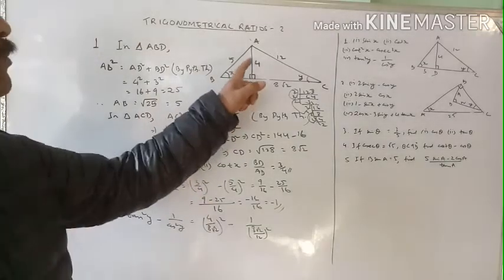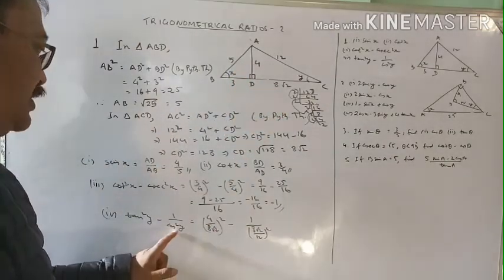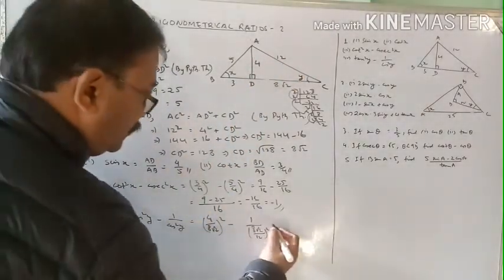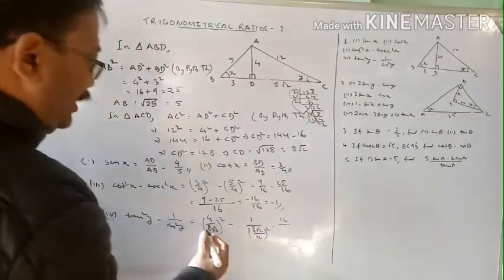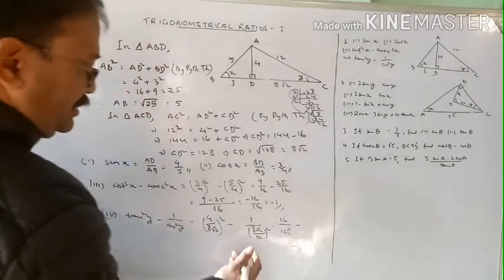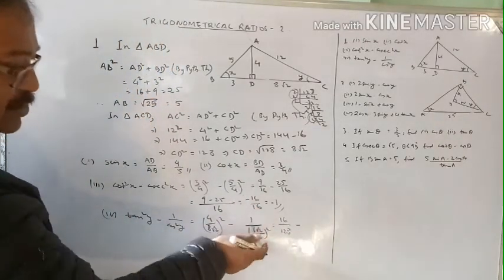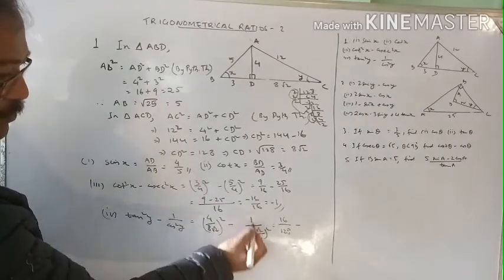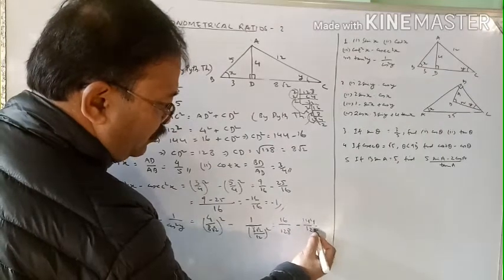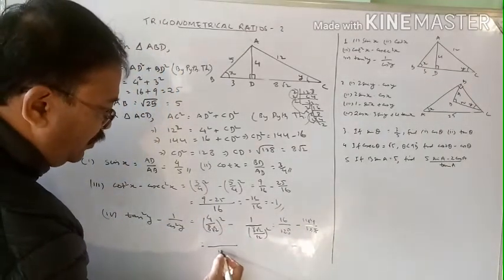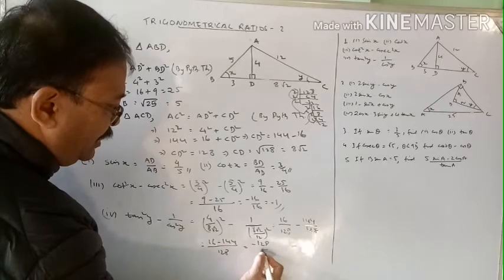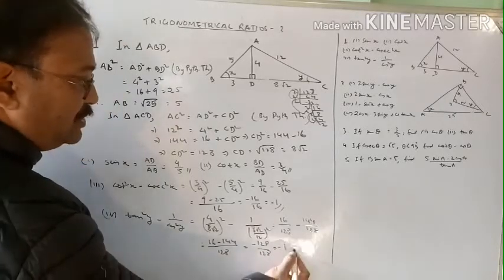Tan is P by B and cos is B by H. So the whole square is 16, and 8 root 2 whole square is 128, so you get 128, minus. If you change division to multiplication, because you have a fraction in the denominator, this 12 will go up and 128 will remain in the denominator. So 12 square will be 144 by 128. If you take the LCM, 128, so 16 minus 144, so minus 128 by 128, so the answer is minus 1.